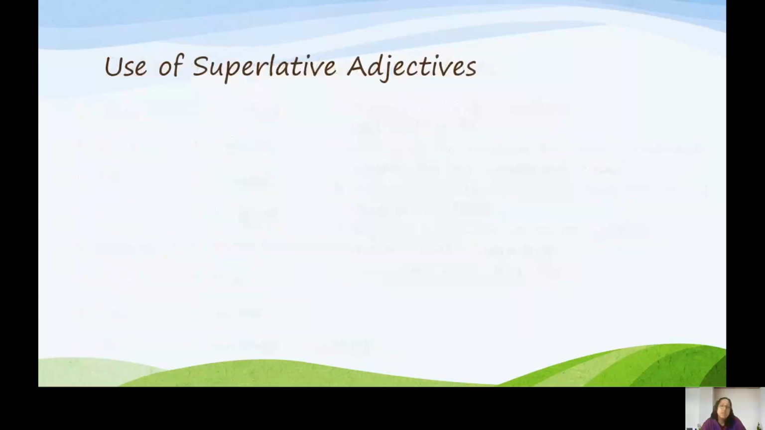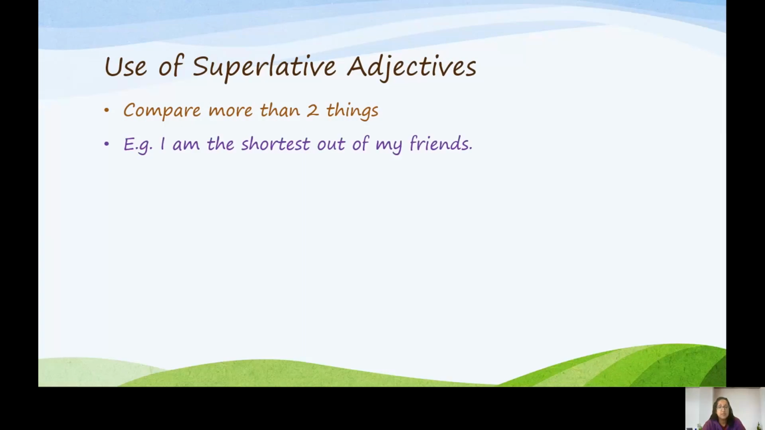So using superlative adjectives, we use them to compare more than two things. For example, I am the shortest out of my friends. So I have many friends. There are more than two of us, say 5, 6, however many. I am the shortest out of all of them.